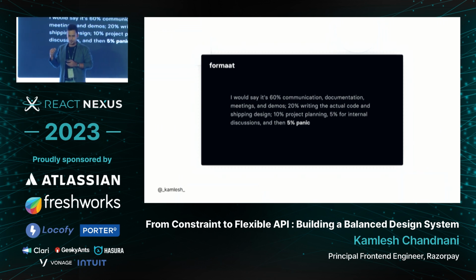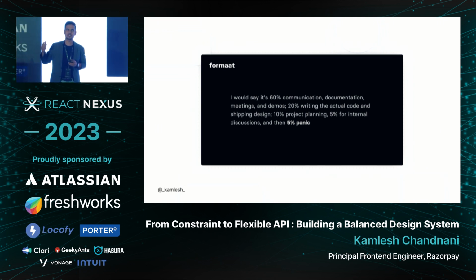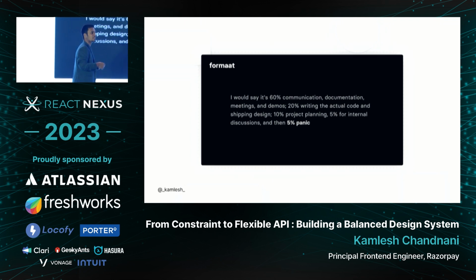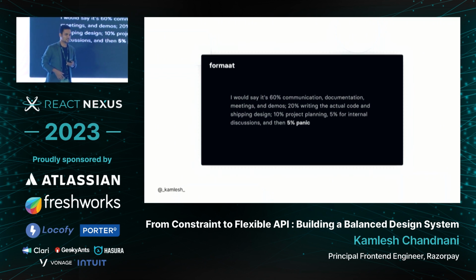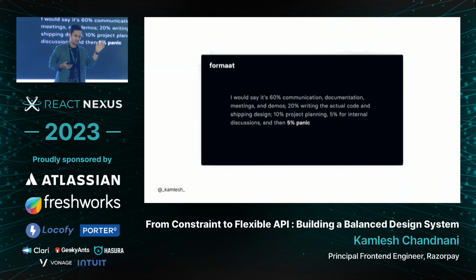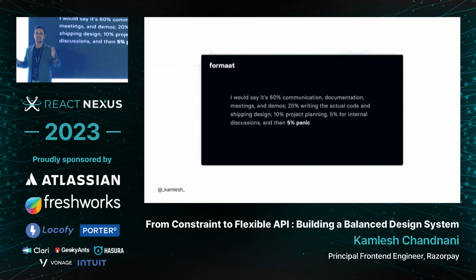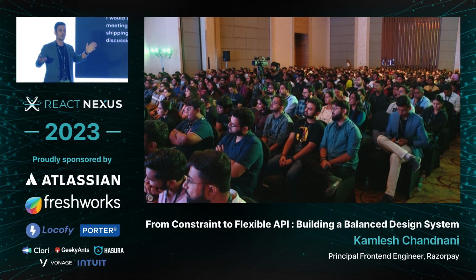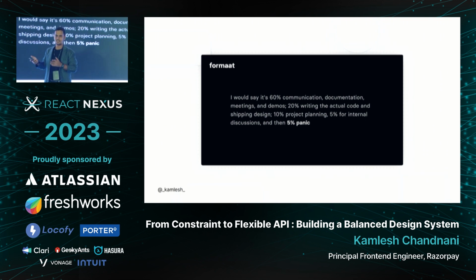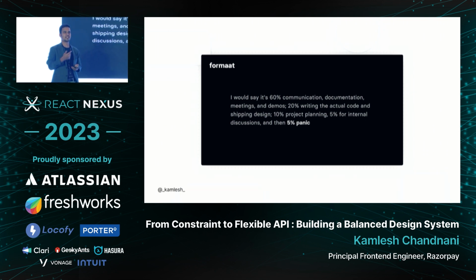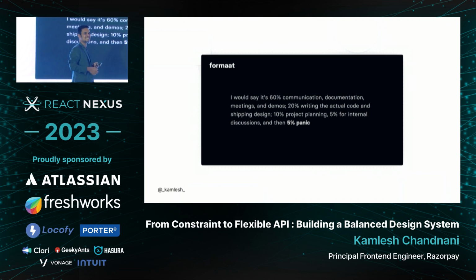So, before I go into what approach we decided on, I want to talk about this. How many of you here are building a design system or using a design system in your org? Quite a few. Okay, all right. So, if you are working on a design system team, you would be able to relate to this: it's like 60% communication, 20% writing code, 10% planning, right? And 5% internal discussions, and the rest 5% is panic, right?